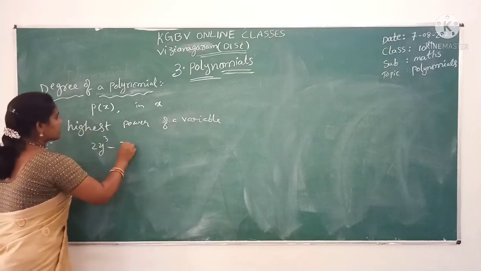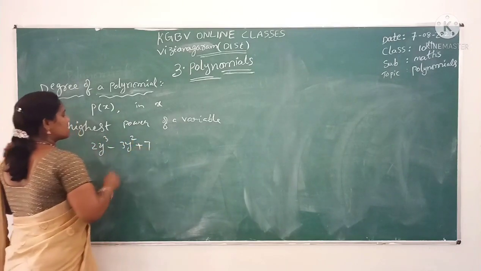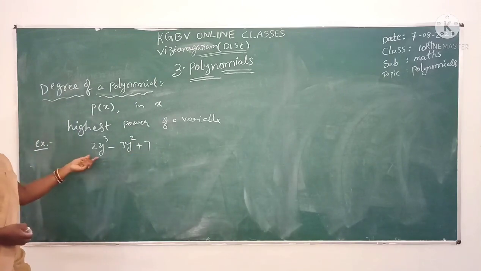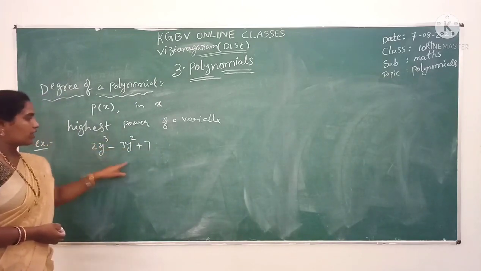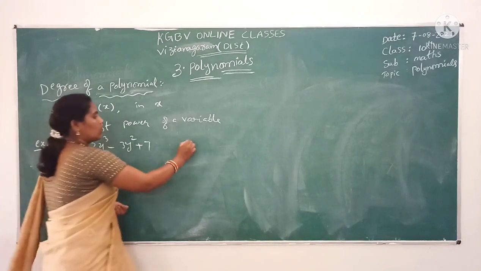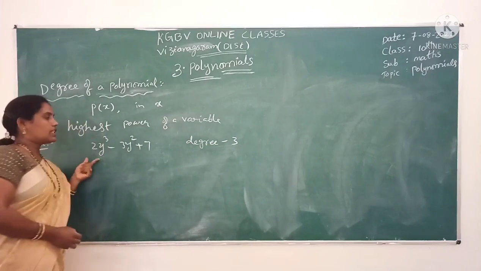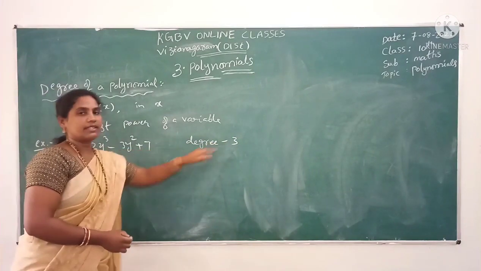2y cube minus 3y square plus 7. What is the variable? Y. So 3 is the highest power in this polynomial, so the degree is 3. This polynomial has degree 3.